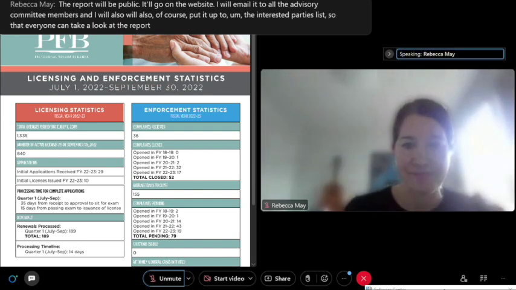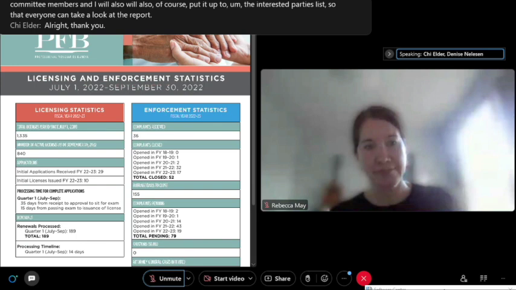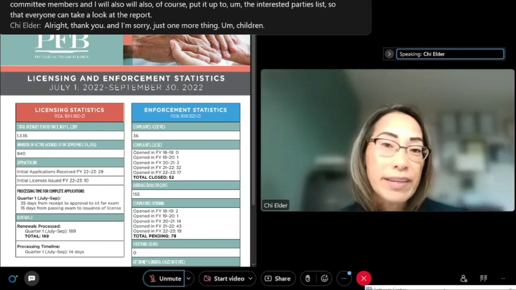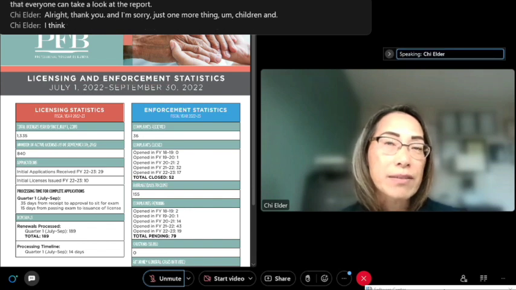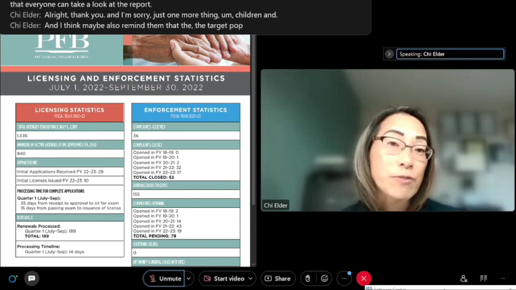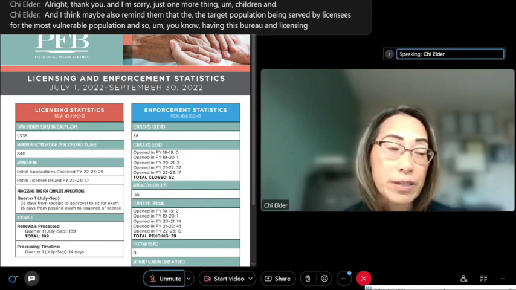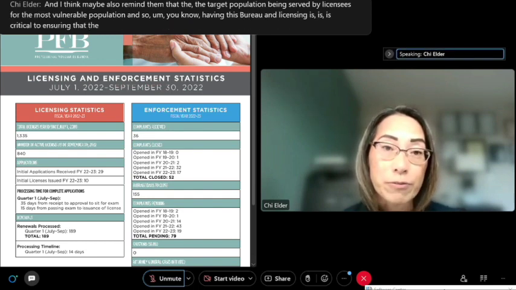Great, thank you. And I'm sorry, just one more thing, Chi Elder. I think maybe also remind them that the target population being served by licensees are the most vulnerable population. And so having this bureau and the licensees is critical to ensuring that that vulnerable population is served and protected.